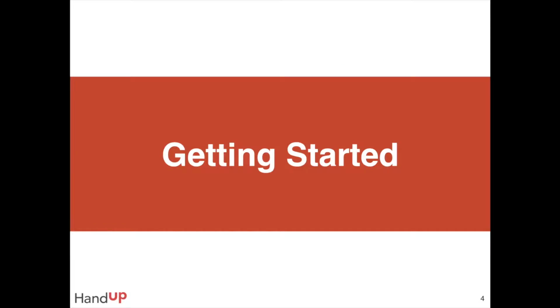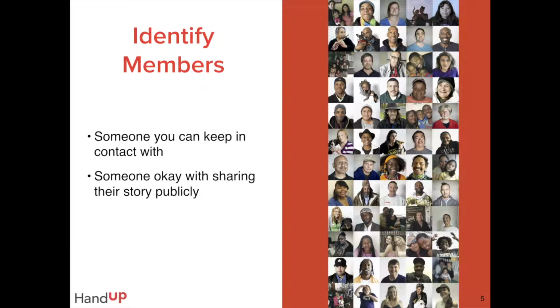So getting started, there's a few things you're going to want to identify and just some key steps we recommend. First, you'll want to identify your members. Members are what we call our clients on HandUp. So you're going to want to identify someone you can keep in contact with easily so that when they do meet their goal, you can easily continue the process and get in touch with them. And then someone who's okay with sharing their story publicly.